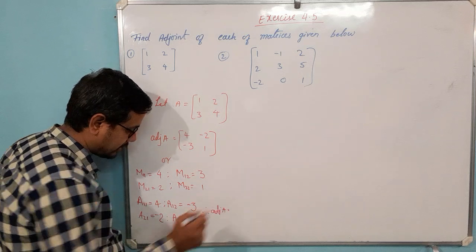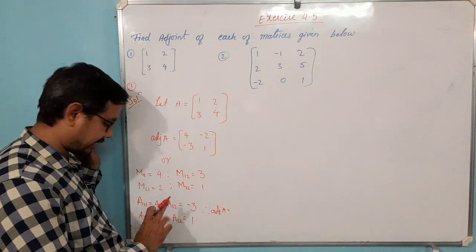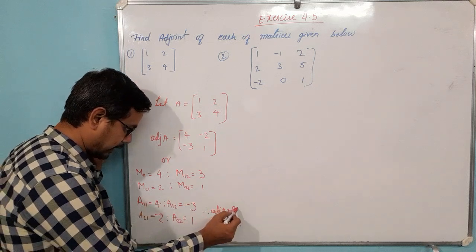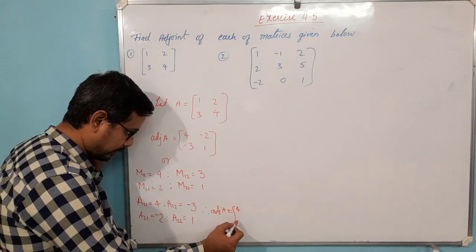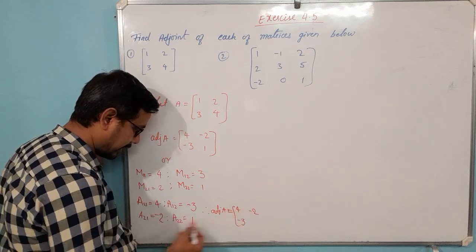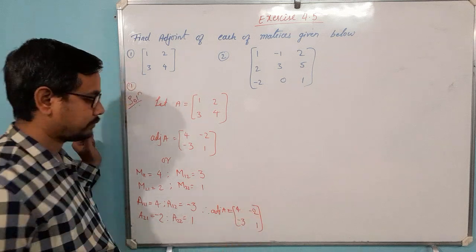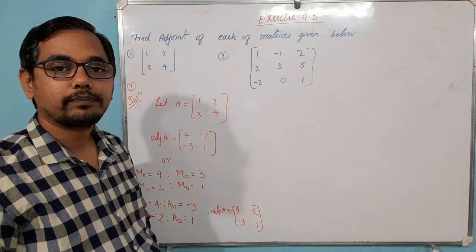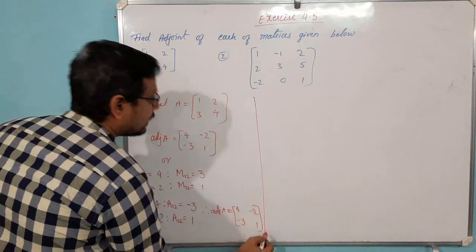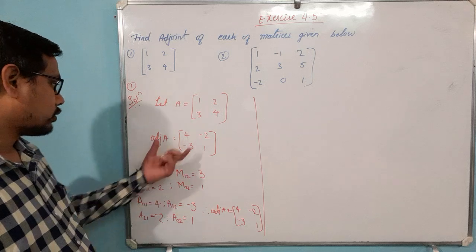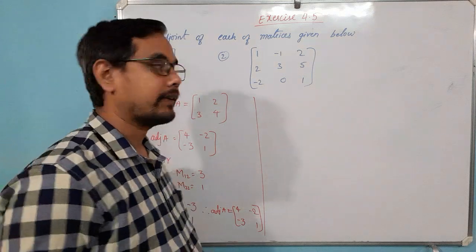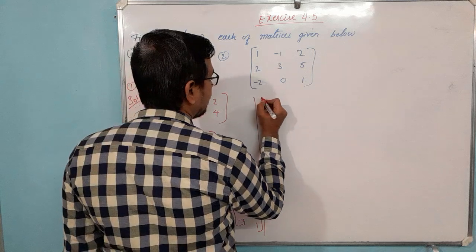adjoint A can be written as the transpose of the cofactor matrix. So A11 is 4, A12 will be here, right? A21 is minus 2, that will come here. A22 is plus 1, that will be here, right? So I hope you have understood this one, right? So this is how we need to calculate the values. Directly if you write also you will get it, or else if you calculate it through minors and cofactors also, you are going to get the same thing, right? Let's move on to the second one.